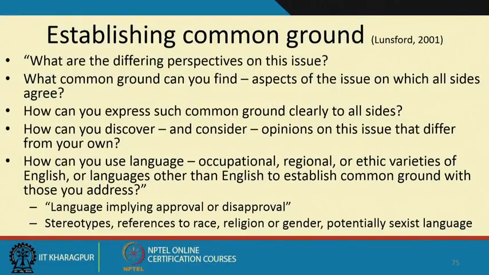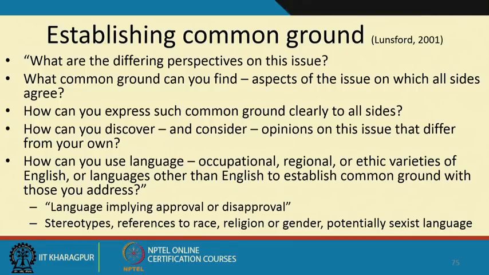So there is one common point that different authors are saying, and you establish common ground for whatever literature you are referring to. You say, well, despite their differing viewpoints on several other aspects of the issue, these two, three, four researchers are agreeing on one aspect, and that is this. Then how can you express such common ground clearly to all sides? You can't get in touch with the authors, but you're assuming that readers will be keen on knowing what common ground has been established. So how do you express this common ground?